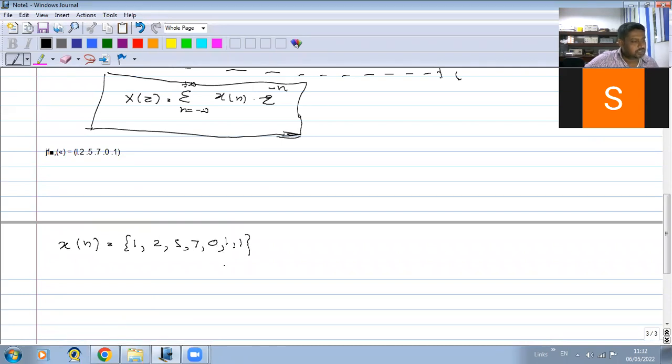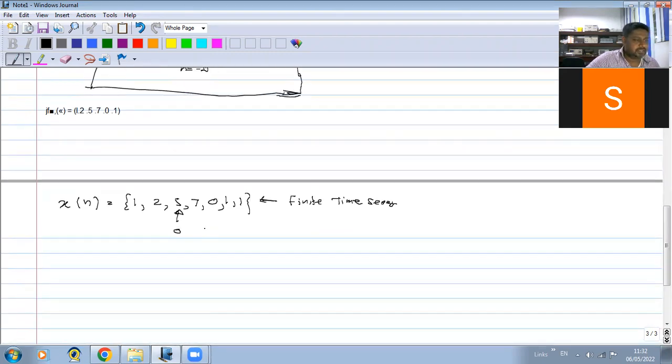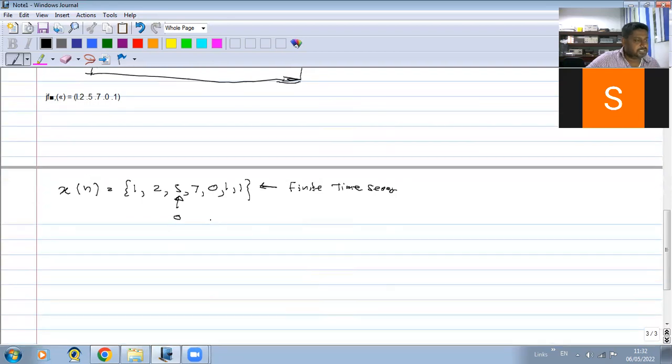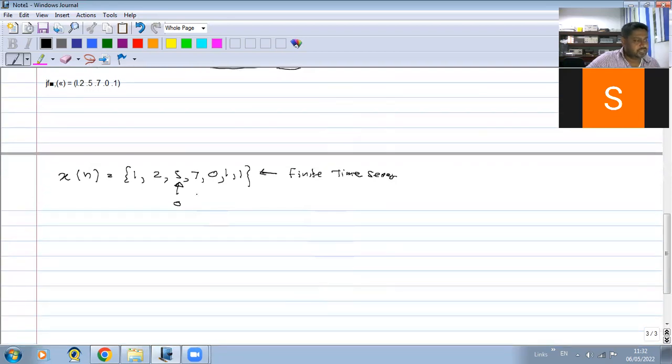Okay. So this is our series, and I think this is the zeroth sample. This is a finite time series. You can see it, because we have finite time samples here. So it is a finite time series. Let's try to find the Z transform of this finite time series.